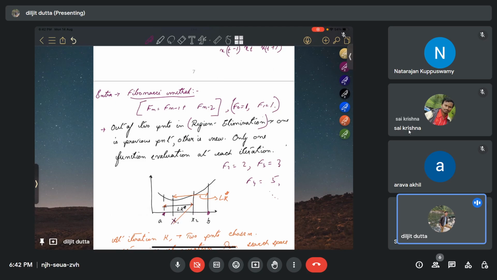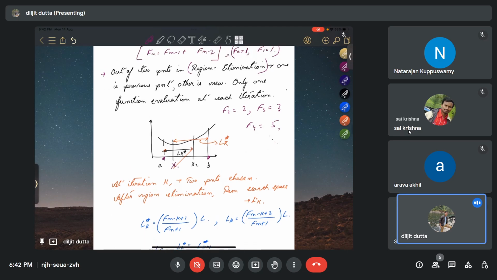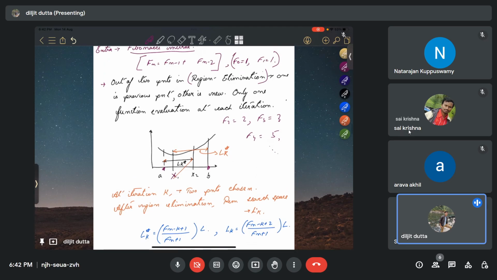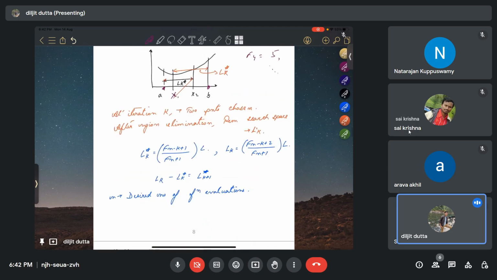In golden section also we saw that we have to calculate x1 and x2. Here in golden section, what was the formula to get x1 and x2? It is tau into L. That is, we multiply the length by the golden ratio, 0.618. But in the Fibonacci method, we don't use that tau into L. Instead of tau, we use a different ratio. That ratio is calculated.